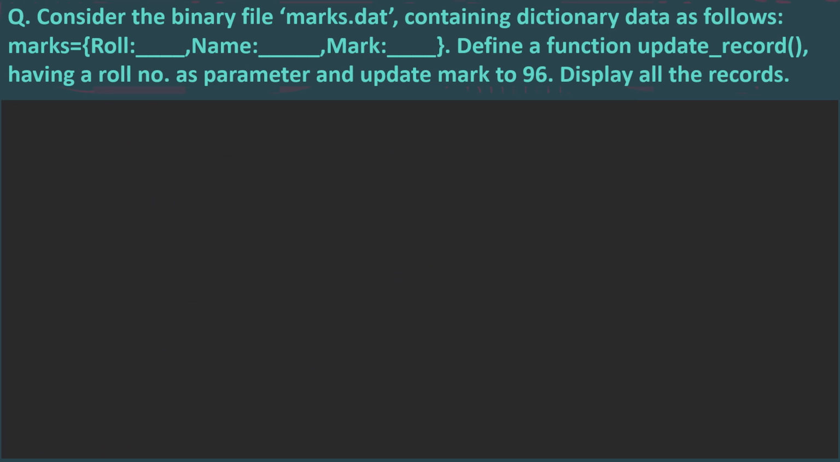Now consider the binary file marks.dat containing dictionary data as follows. Same data marks with the key values roll, name and marks. Now define a function update_record having a roll number as parameter and update the marks of that particular roll number to 96. Then display all the records.